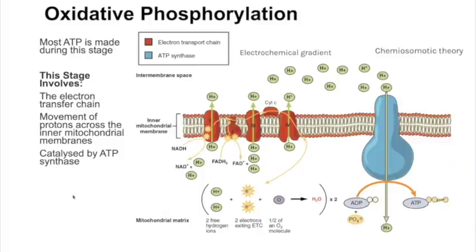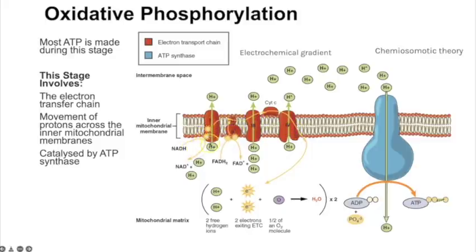Oxidative phosphorylation is the final step, and this is very similar to what we looked at in chemiosmosis in the light-dependent reaction of photosynthesis. It's when most of the ATP is produced. So the first thing that happens is in the mitochondrial matrix, all of those reduced coenzymes that were produced are going to release their hydrogen, and that splits into protons and electrons. Those electrons are going to be transported along the electron transfer chain.